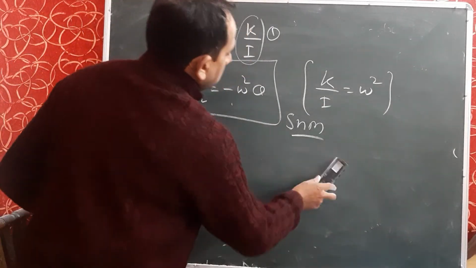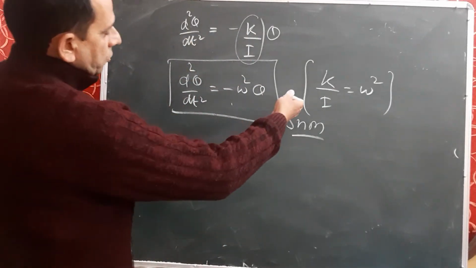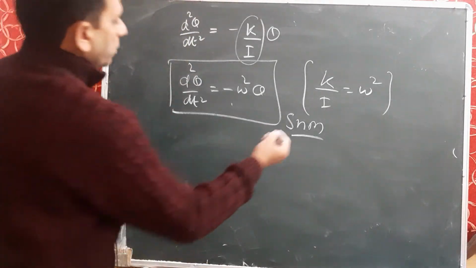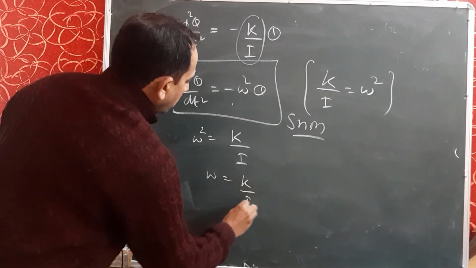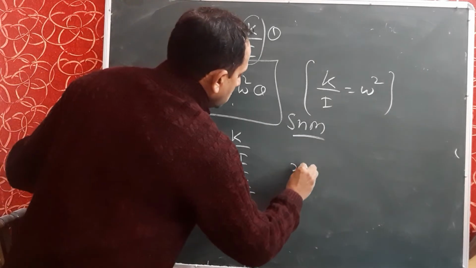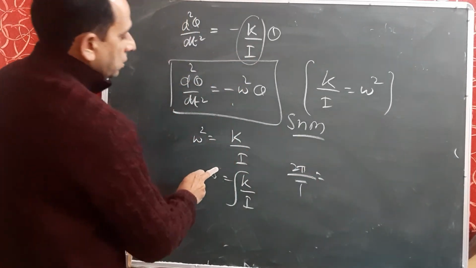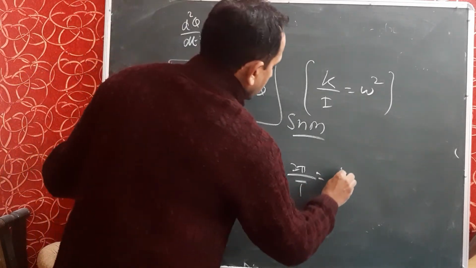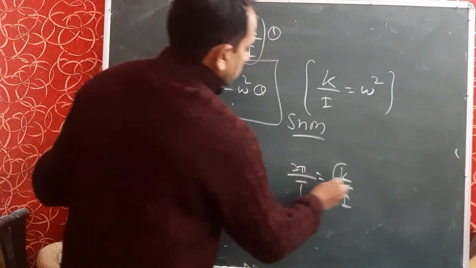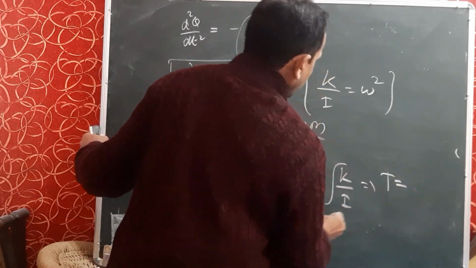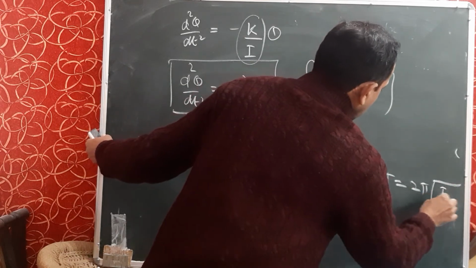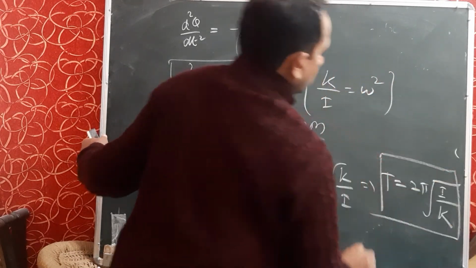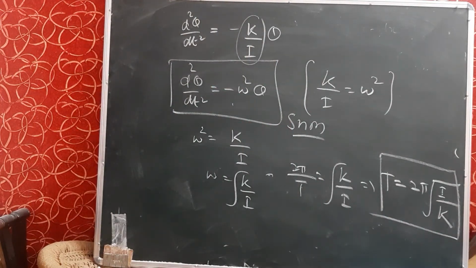So we will find the time period for this SHM. Omega square is k by I, so omega is the square root of k by I, and omega is 2 pi by T. So 2 pi by T is equal to the square root of k upon I, and T will be 2 pi times the square root of I upon k. So this is the time period of angular simple harmonic motion.